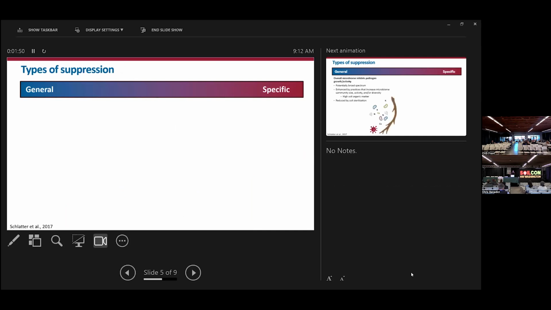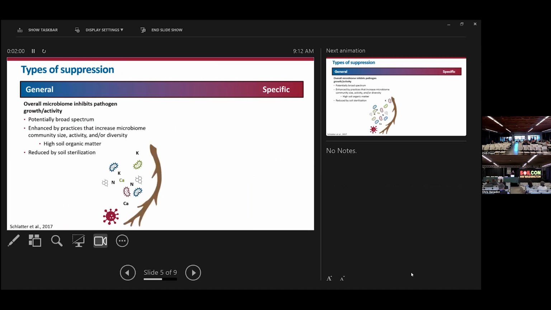So I want to talk a little bit about these theories of suppression and different types of suppression as well. So there's a continuum of general to specific suppression. And general suppression is really the idea that the overall microbiome and its activity is inhibiting pathogen growth and activity. So it could be potentially broad spectrum relating to a variety of soil-borne diseases. It tends to be enhanced by practices that increase the microbiome community size, activity, and or diversity.